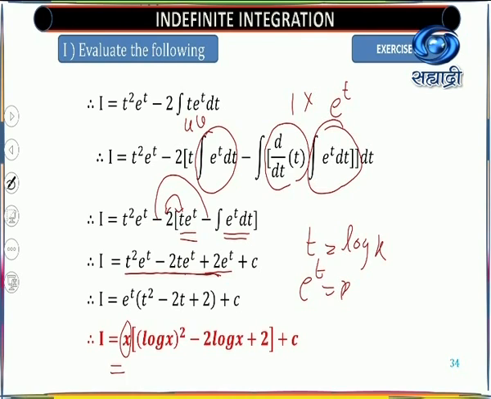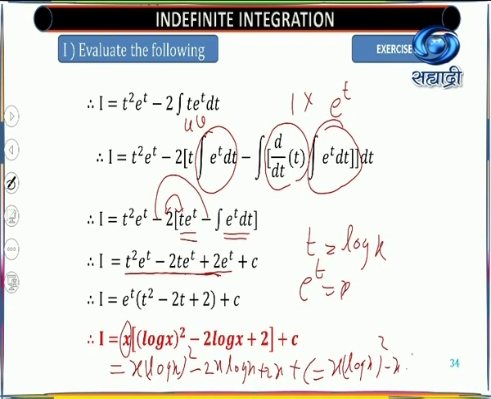Here you got this value, multiplying by x, you will get x log x whole square minus 2x log x plus 2x plus constant of integration. This is also one of the answers, and the other answer I will give you is x log x whole square minus x log x raised to 2 plus 2x plus constant of integration. Okay, so these are the three alternate answers which you will get in the examination. So any answer you are able to write.